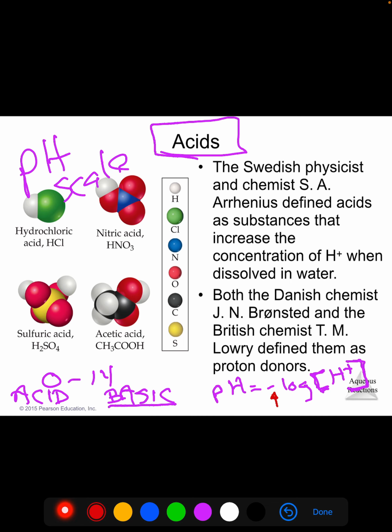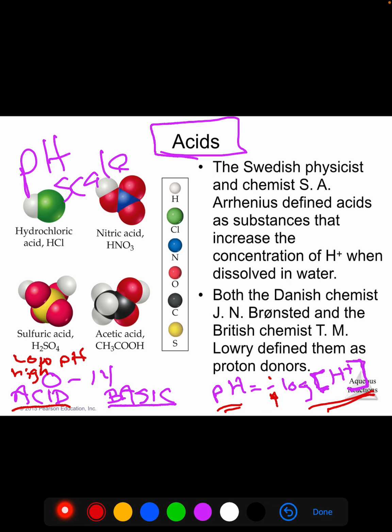It's an inverse relationship. So the lower the pH, or let's put it this way, the higher the hydrogen ion concentration, the lower the pH. So that's why low pH means high acid. Low pH means high acid. Okay? Because it's an inverse relationship right here with that negative.